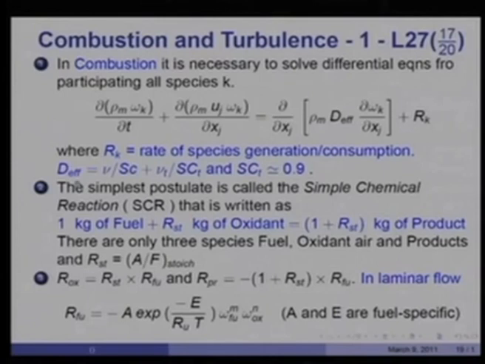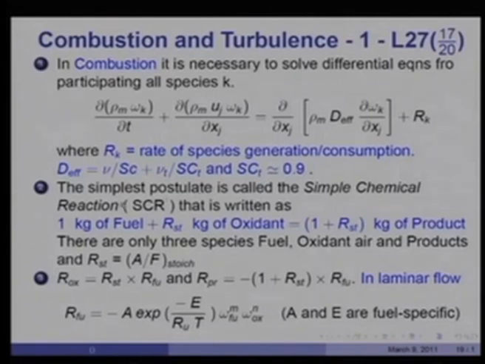So, D effective, like mu alpha effective, is the effective mass diffusivity, and it is taken as nu divided by Schmidt number plus nu T divided by turbulent Schmidt number, and at least in gaseous flows it is quite close to 0.9, like the turbulent Prandtl number.